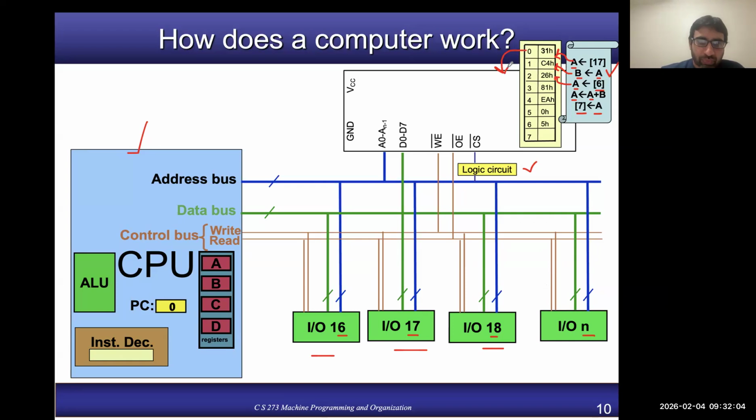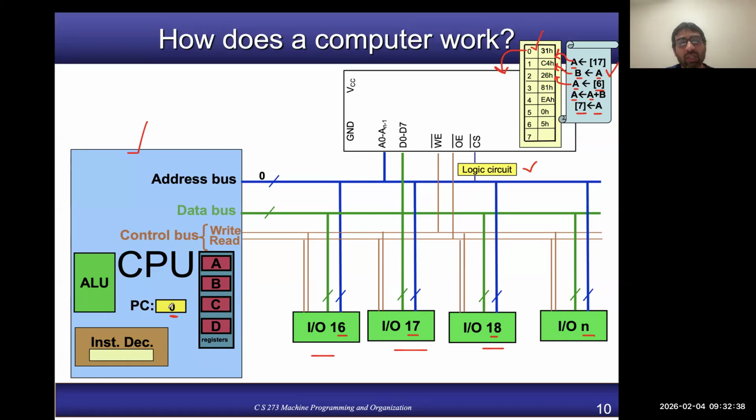Okay, so now let's start our animation. First, see here that PC is equal to 0. So if PC is equal to 0, it means the first instruction that will be executed is the one located at address 0. The first column shows the address, and the second column shows the code of the instruction stored at that address, right? So when we start, address 0 is placed on the address bus by the CPU.